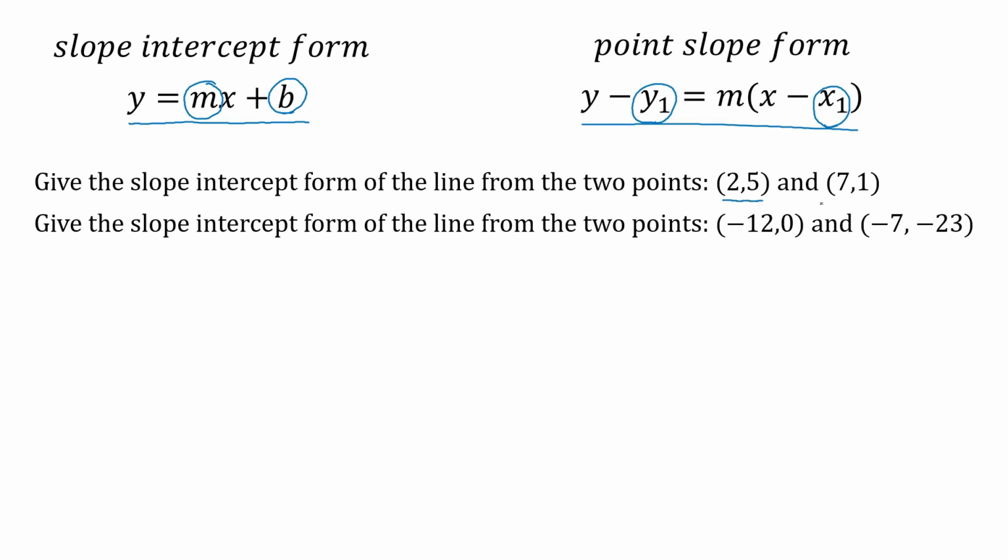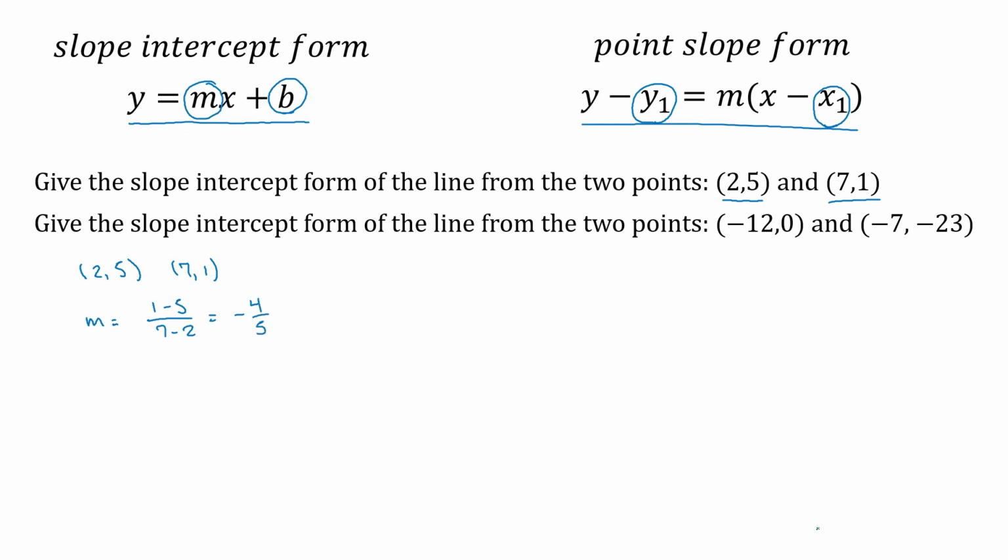I'm going to take these 2 points and get the slope-intercept form. I'm just going to rewrite my points over here: 7, 1. First, I'm going to calculate slope. So this is 1 minus 5 over 7 minus 2, which gives me a slope of negative 4 over 5.